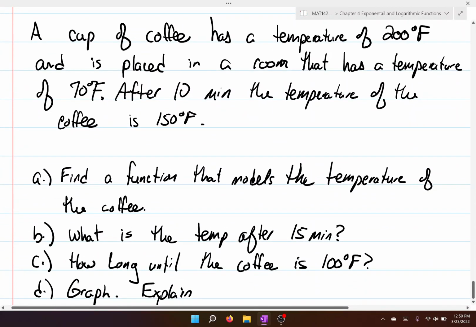We got a cup of coffee, and I've never had a cup of coffee in my life. So you coffee drinkers, maybe you can let me know when the safe temperature is to drink coffee. I would think it'd be about 100 degrees Fahrenheit, but what do I know?